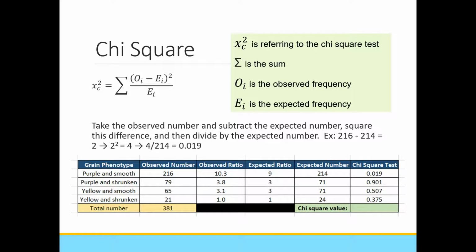So for our purple and smooth phenotype, we would take the observed number, which is 216 kernels, and subtract our expected number, which was 214. That gives us 2. Then we would square it. 2 squared gives us 4. And then we would divide 4 by the expected number, and that gives us 0.019. And we do that for the rest of the phenotypes.